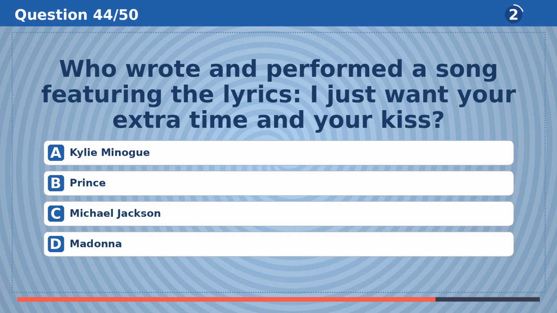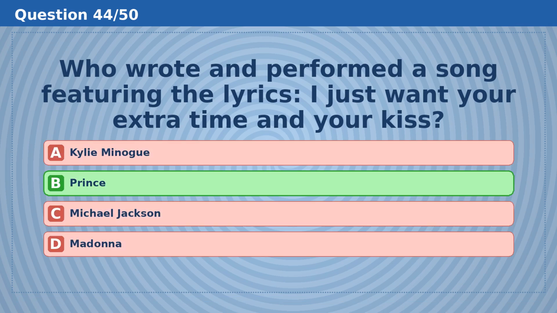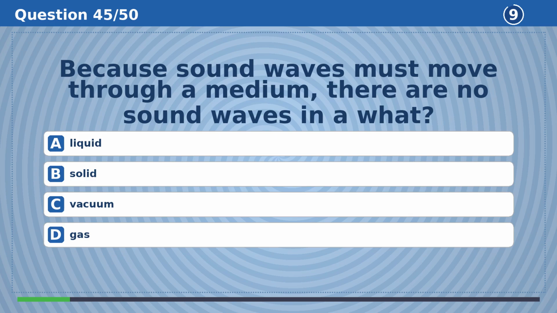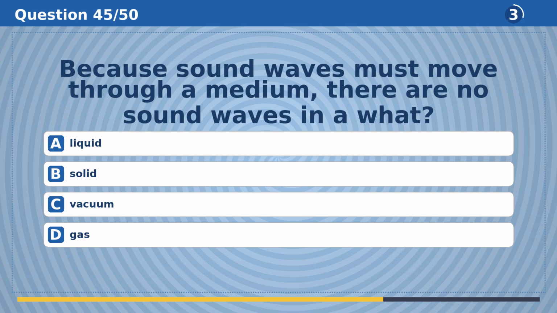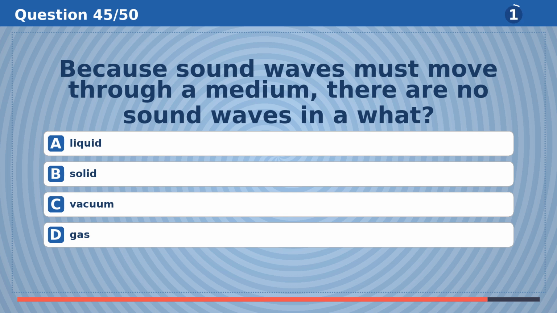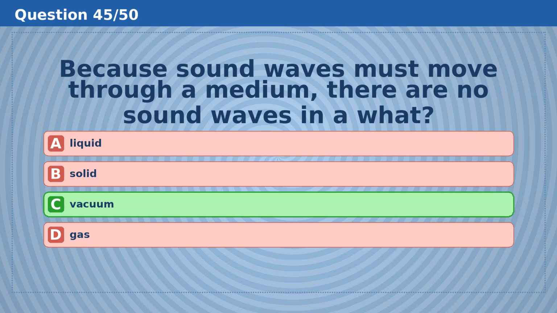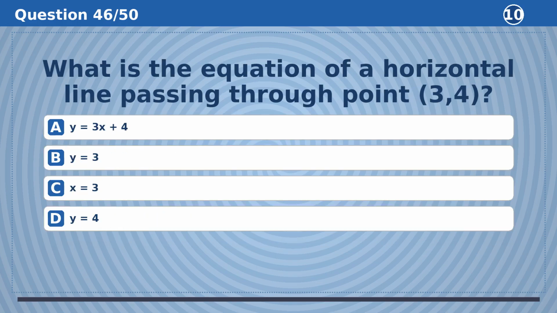Who wrote and performed a song featuring the lyrics, "I just want your extra time and your kiss"? The answer is B, Prince. Because sound waves must move through a medium, there are no sound waves in a what? The answer is C, vacuum.